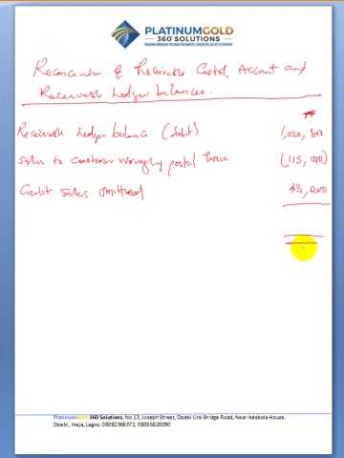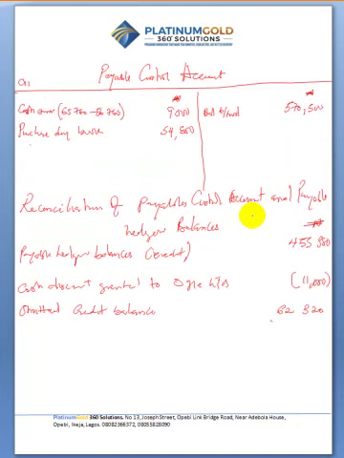1,020,800 minus 115,000 plus 43,200. It gave us the same thing, 949,000. So you can see it has been reconciled, and this is now the balance as per receivable control accounts. So let's also look at the payables.